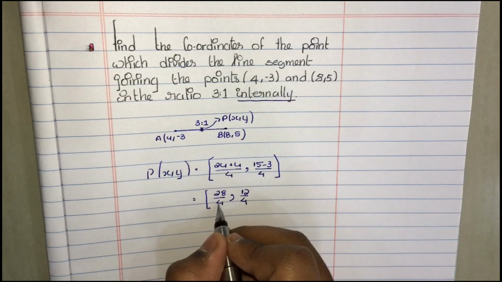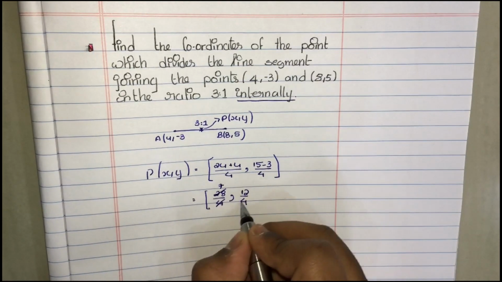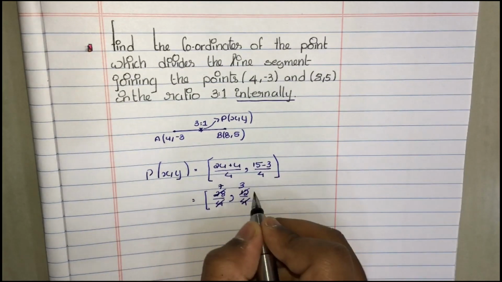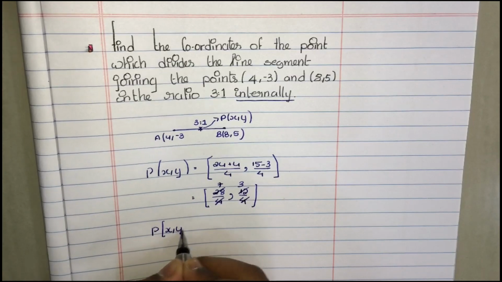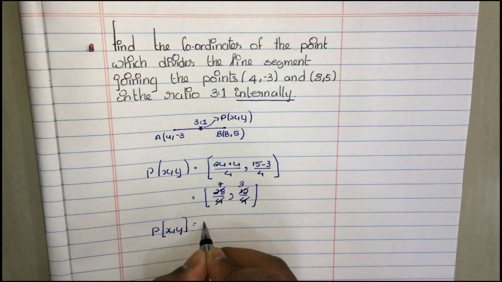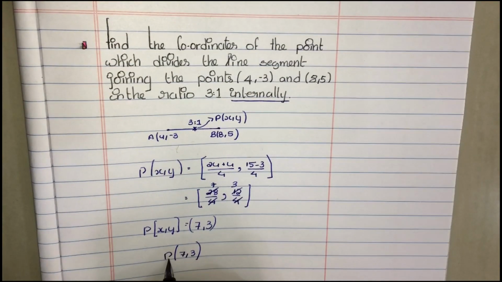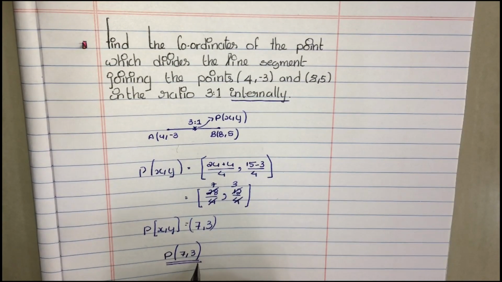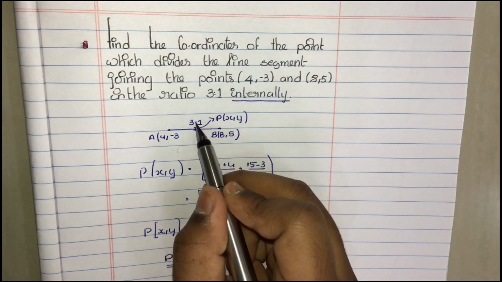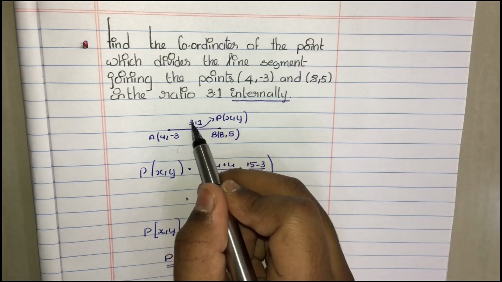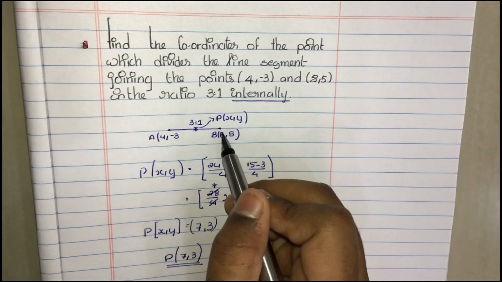Now 28 divided by 4 is 7, and here it's 3. So our coordinates are P(x, y) equal to (7, 3). So the answer is P(7, 3), which is the point which divides this line segment into 4 equal parts, where the ratio is 3:1, 3 parts here, 1 part here.